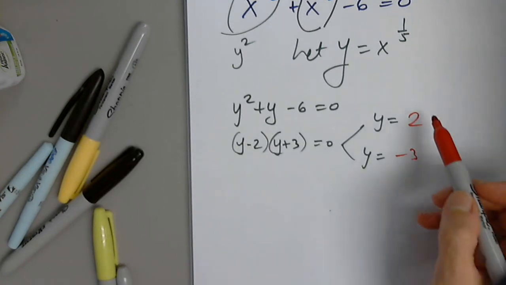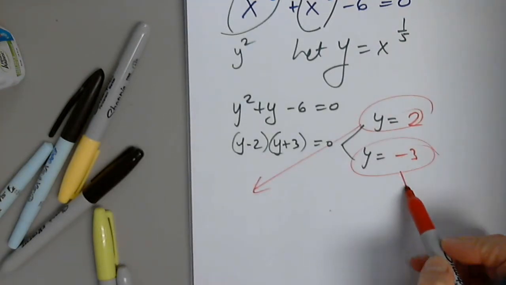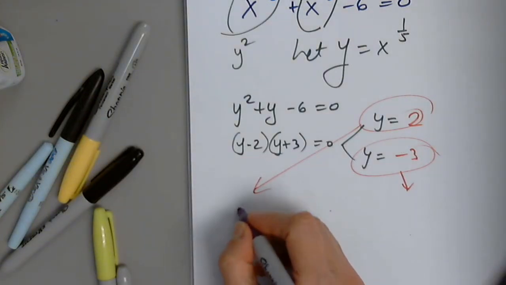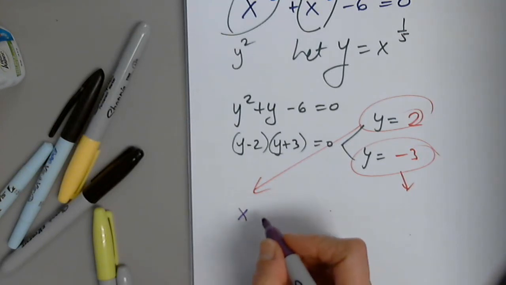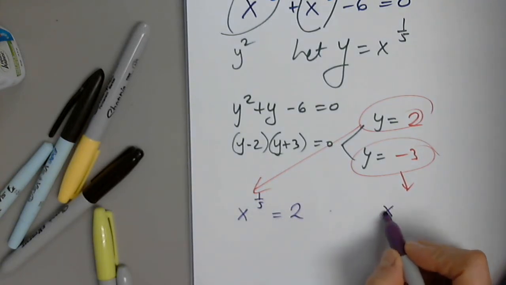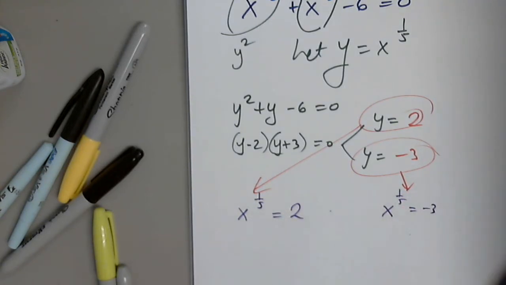Good. This is a new equation, because the answer has to be given in the variable presented in the problem. We can do whatever, but the answer has to be in x. So can anyone dictate the first equation, please? It's x to the 1/5 equals 2. And then x to the 1/5 equals -3. Very good.